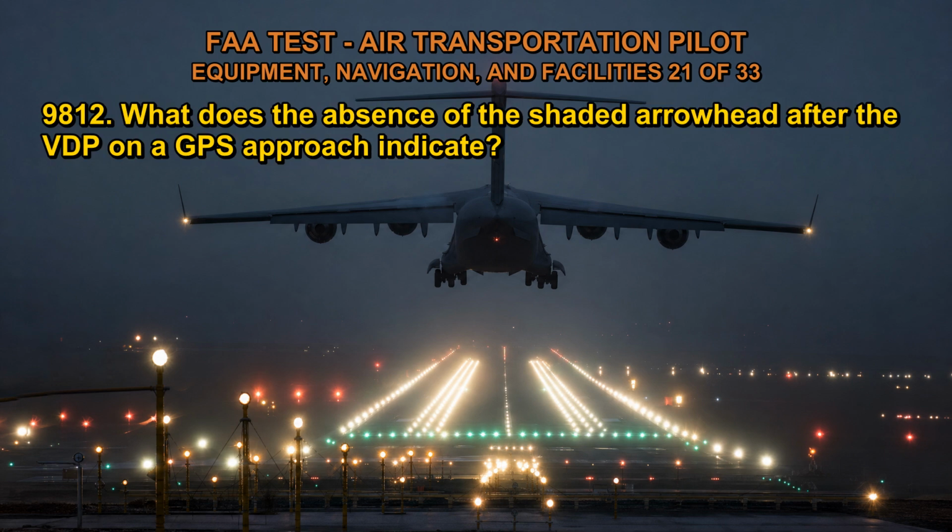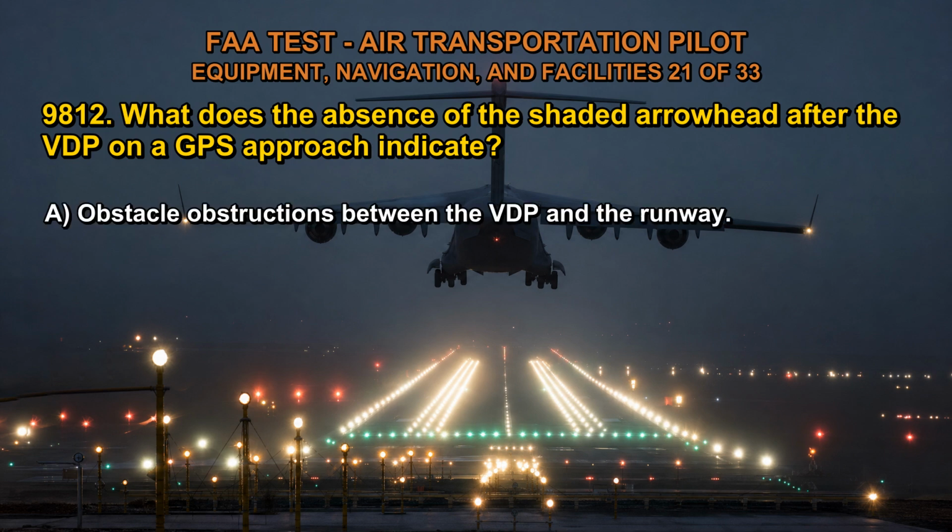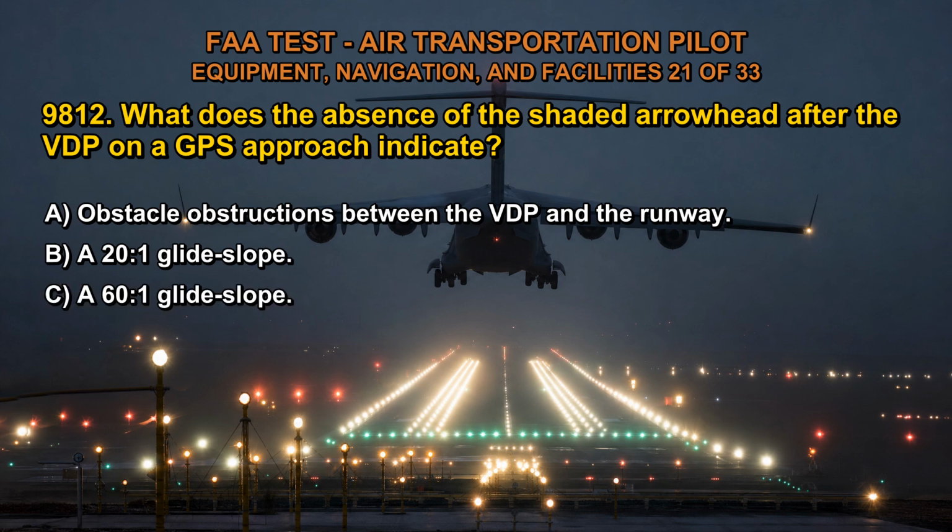9812. What does the absence of the shaded arrowhead after the VDP on a GPS approach indicate? A. Obstacle obstructions between the VDP and the runway. B. A 20:1 glide slope. C. A 60:1 glide slope.